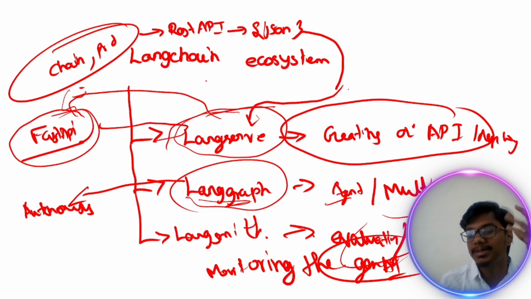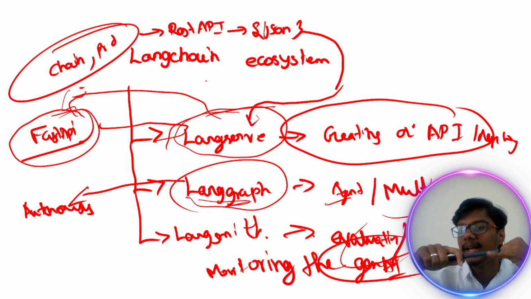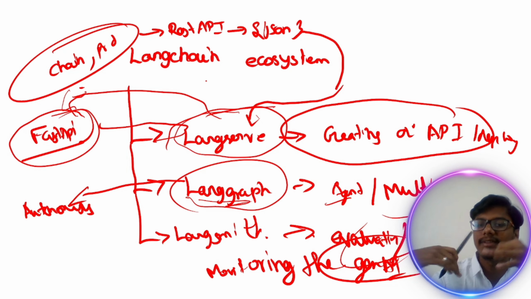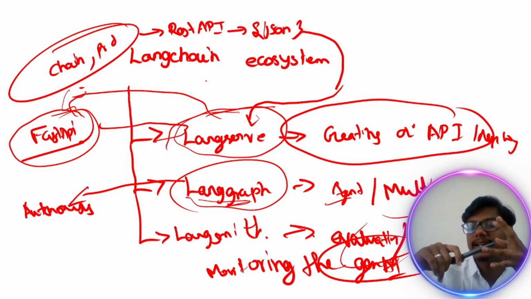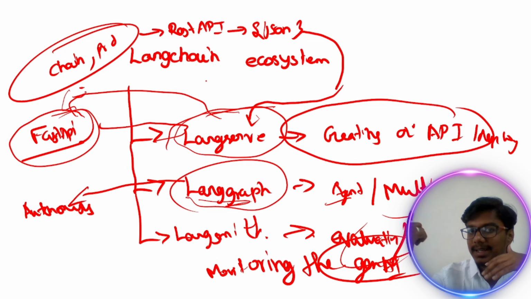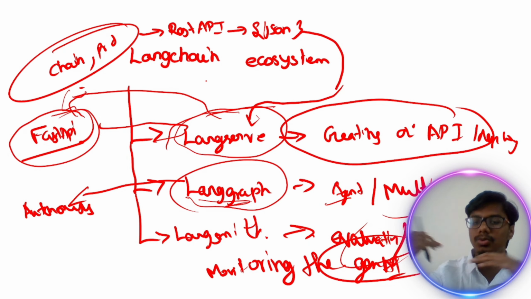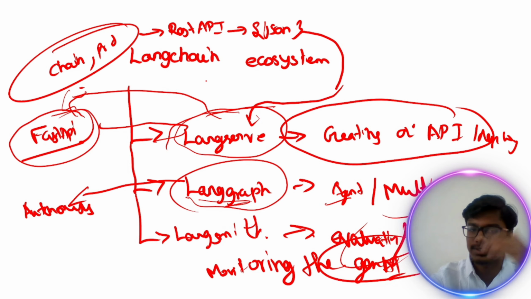LangChain has developed three ecosystems. One is LangServe, which is for creating and deploying the APIs, where we can test the model. LangGraph is all about the agents. We are going to create multi-agents, like scheduling a meeting, scheduling and booking an appointment, calling a customer. Likewise, we can create them in the next tutorial.